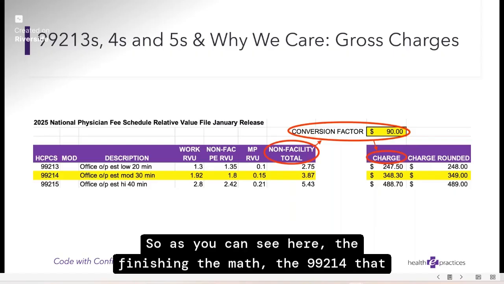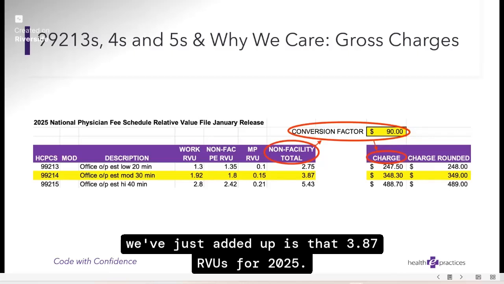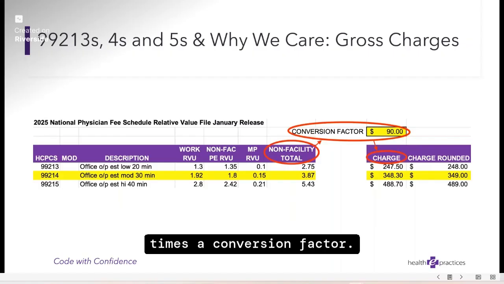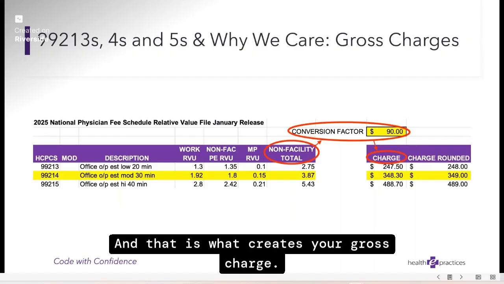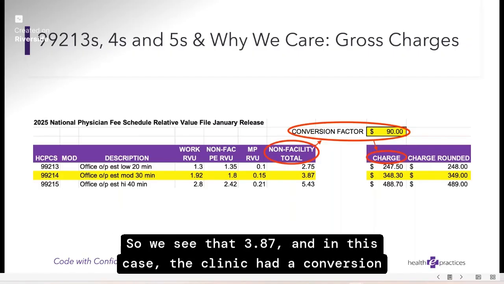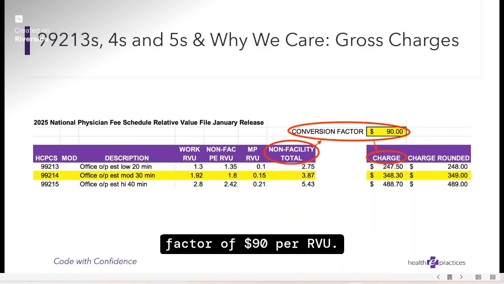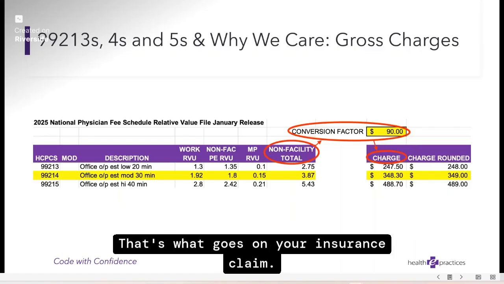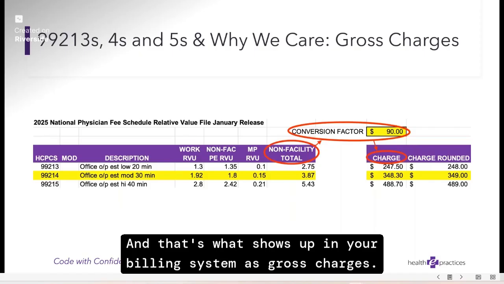So as you can see here, finishing the math, the 99214 that we've just added up is that 3.87 RVUs for 2025. And within your practice management system, it is multiplying that 3.87 times a conversion factor, and that is what creates your gross charge. So we see that 3.87, and in this case, the clinic had a conversion factor of $90 per RVU. So that generates a charge of $348.30. That's what goes on your insurance claim, and that's what shows up in your billing system as gross charges.